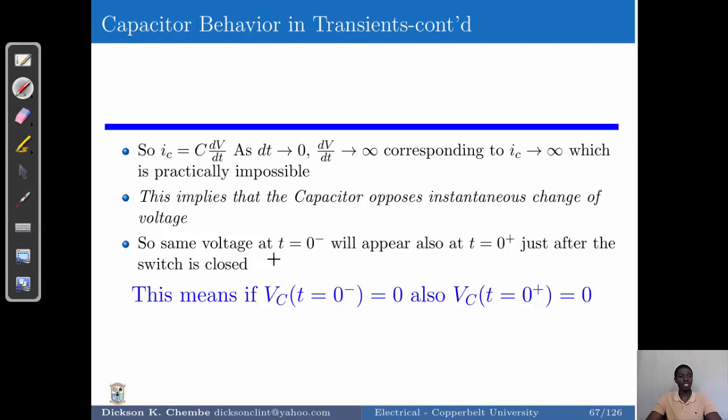So the same voltage at time t equals 0 minus will appear at time t equals 0 plus, just after the switch is closed. This means that if the voltage is 0 at t equals 0 minus, then it's going to be 0 at t equals 0 plus. So that's the behavior of the elements.